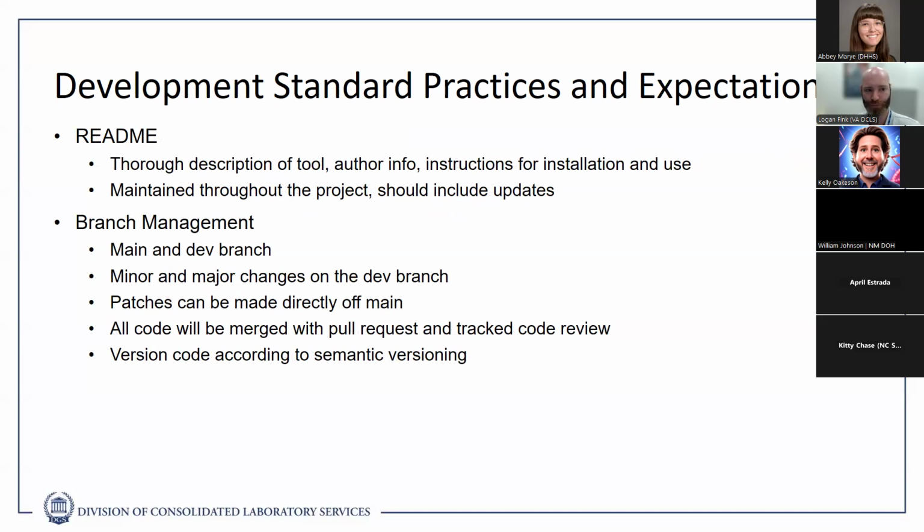One of the big things that I think a lot of people really appreciate is having a README that will describe the tools, authors, and instructions for installation and use, and it should be maintained throughout the project. We go into branch management. I'll get into this a little later because in the appendix sections there's a really nice diagram that shows how we're trying our best to adhere to branch management, changes, and patches. And of course, all code is going to be versioned according to the semantic versioning that was presented a couple of slides ago.